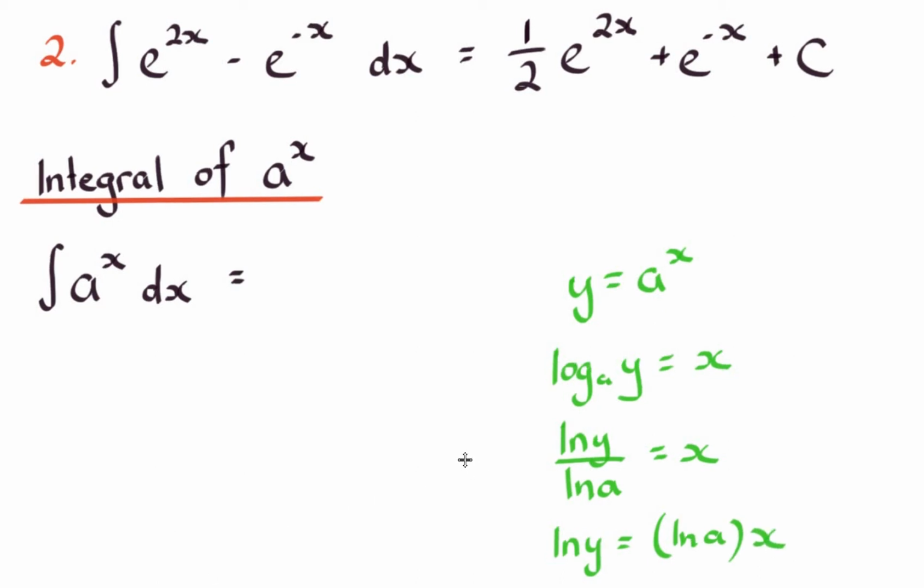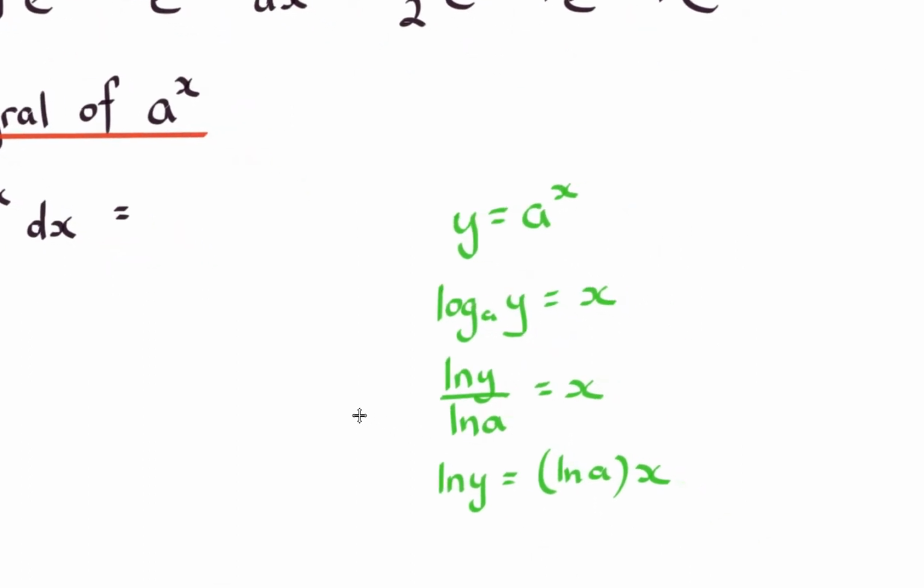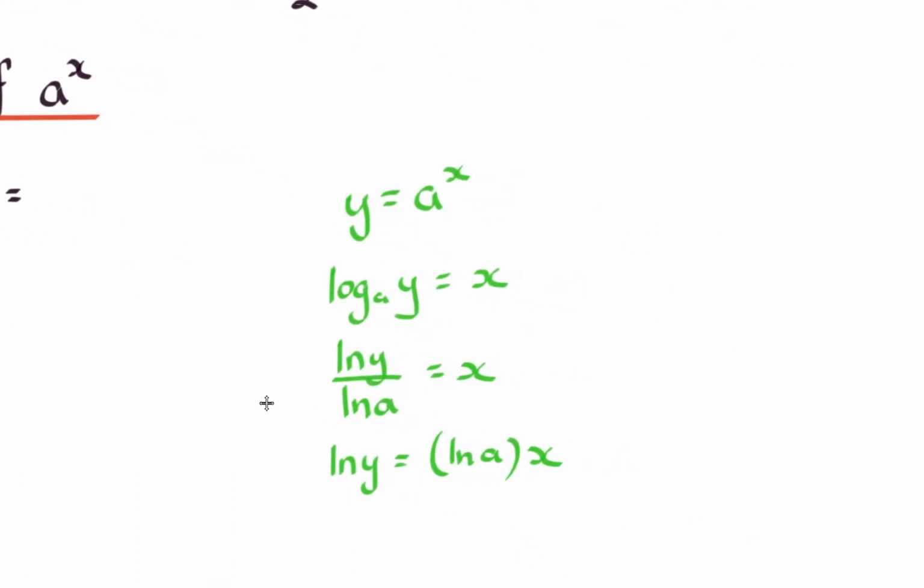And now we just want to get y by itself. So how are we going to undo this log base e? Well, let's raise both sides of the equation to the power of e. So we'll have e to the power of this. That just cancels to give us y by itself. And on the right hand side we have e to the power of ln a times x.